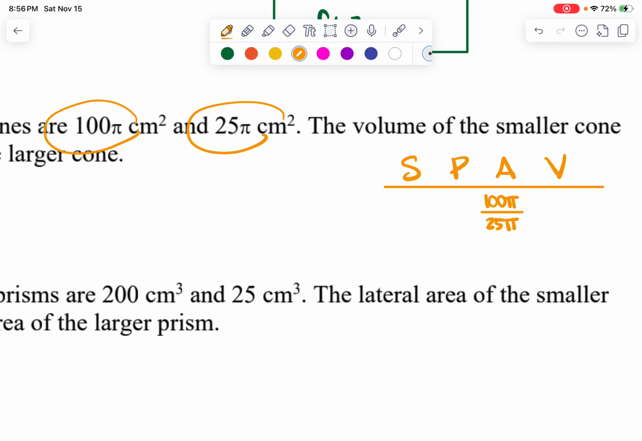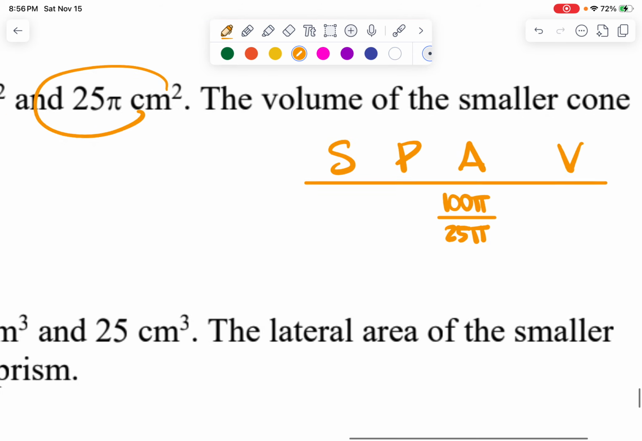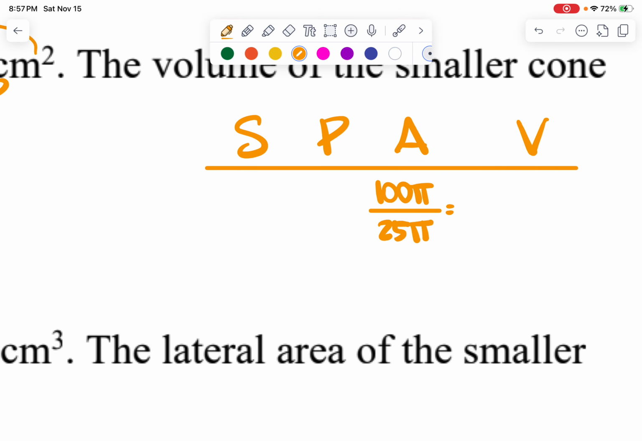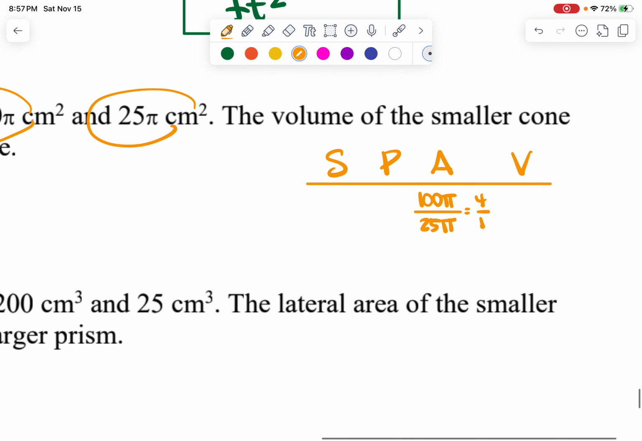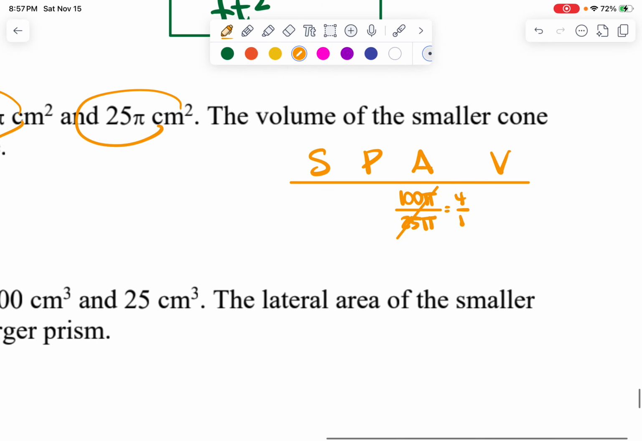Now, there's a lot of simplifying. I'm actually going to scoochie my V over here. There we go. Right, I can totally simplify this to 4 over 1. Right? So I don't really need to use all those ginormous numbers. The pi's cancel, so that means the area is 4 times bigger, right? Which, of course, if I square root that, that means my perimeter and side ratios are 2 times bigger, which means my volume is 8 times bigger, right?